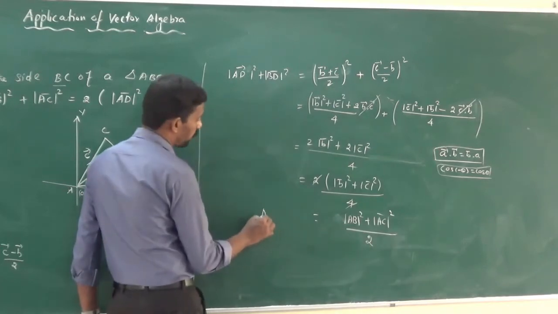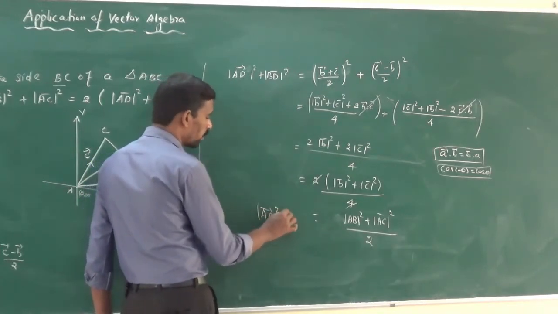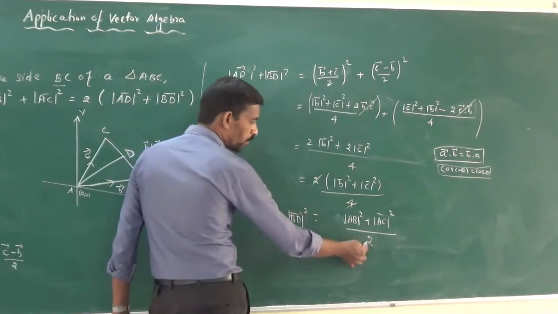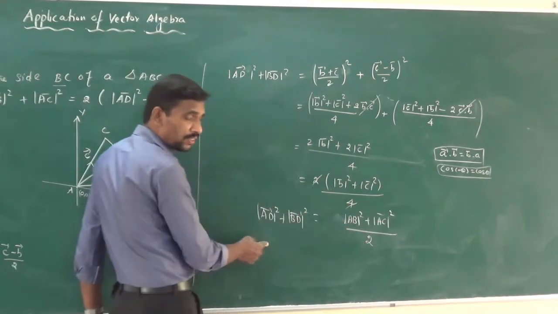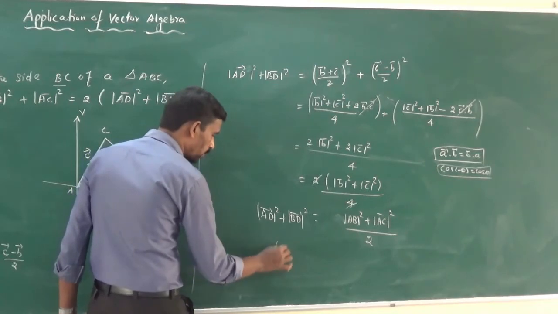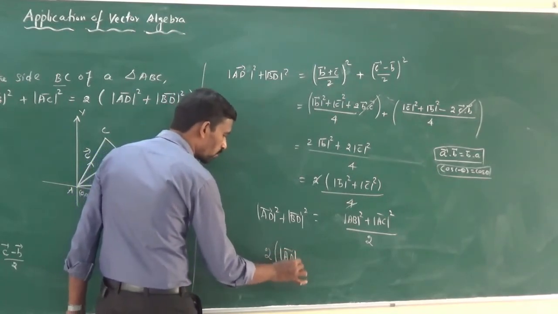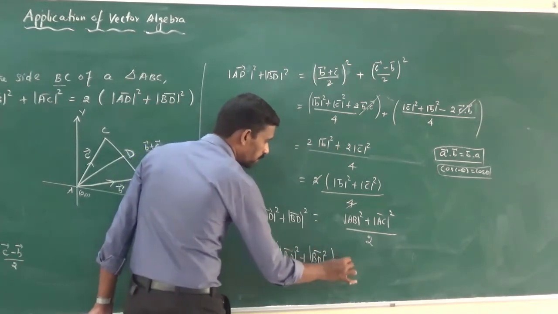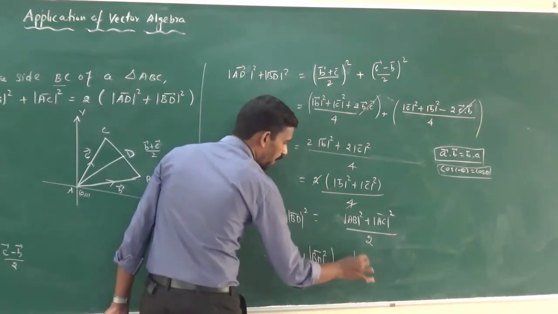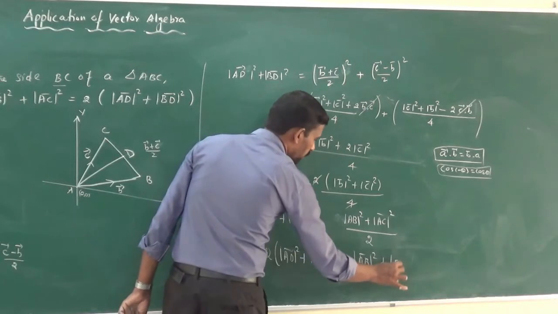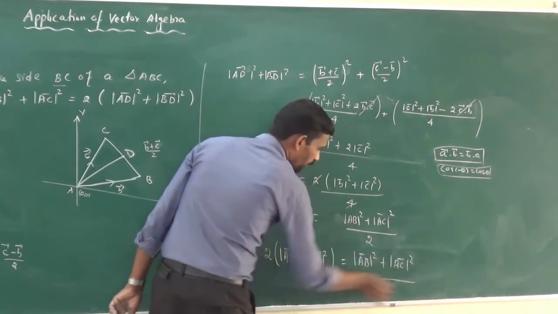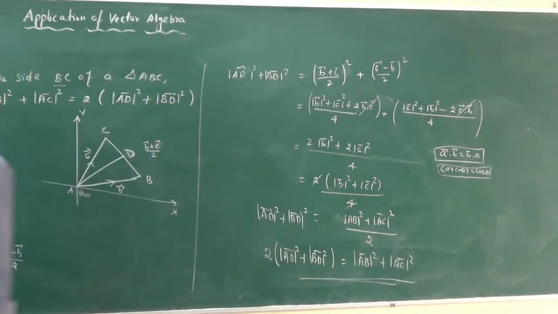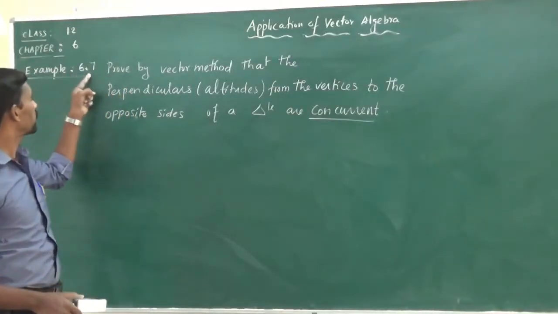In this side we have AD vector square plus BD vector square. So, bring 2 to left side, we will get 2 into magnitude of AD vector square plus BD vector square, which is equal to magnitude of AB vector square plus AC vector square. Hence proved. Okay friends, this is example 6.7.